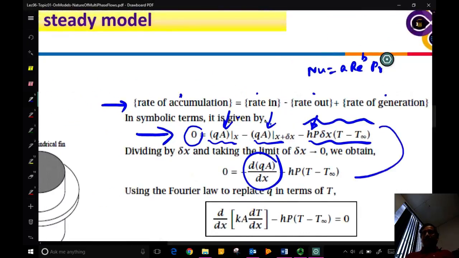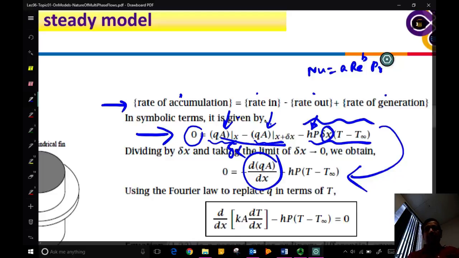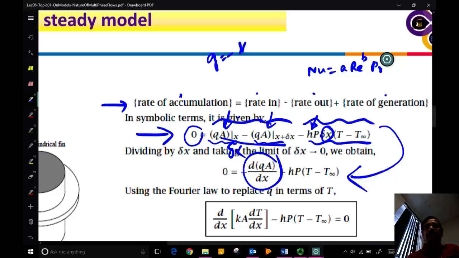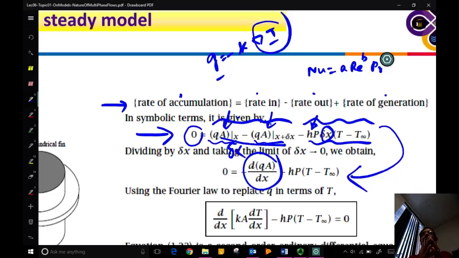So the next step in going from here to there is essentially divide everything by delta x, okay, and take the limit of delta x going to 0. From the definition of the limits, you know that these two terms are nothing but the rate of change of q times A, and then you have hP times T minus T infinity. Okay, and then substitute for q. q is given by Fourier's law of heat conduction, okay, minus k times gradient of T in the general case. Okay, so q is a vector and gradient of T is a vector. k is a property.